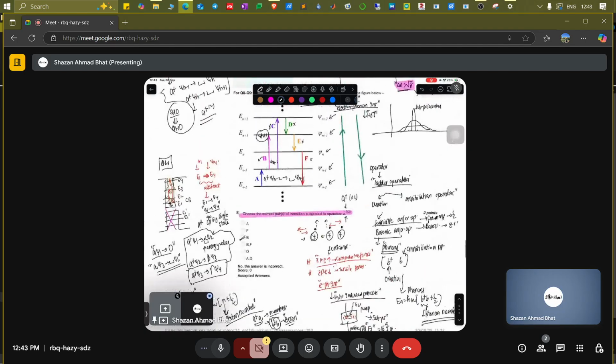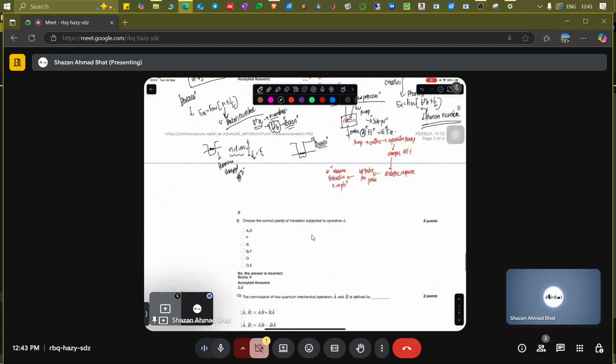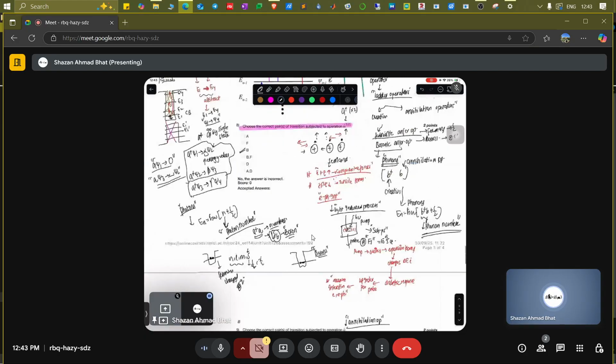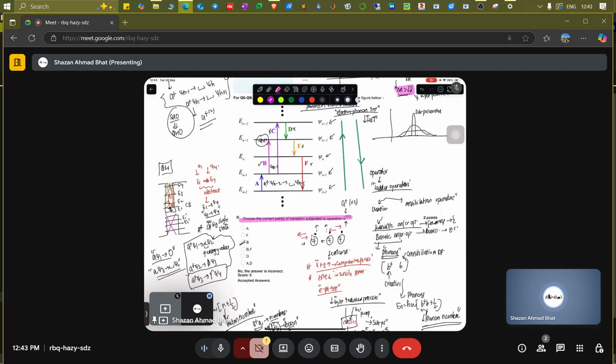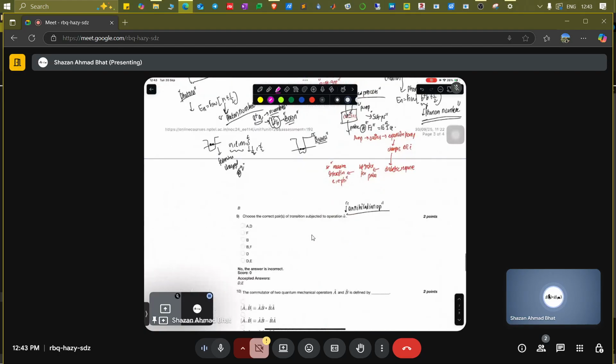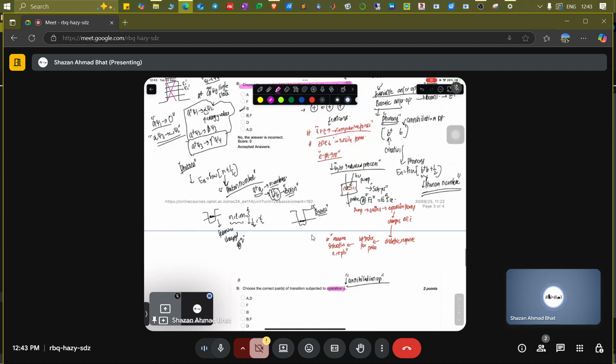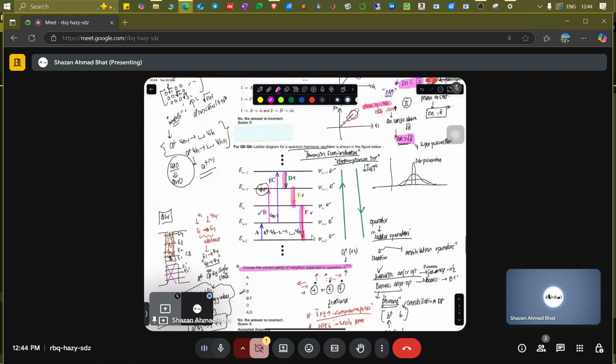Now, choose the correct pair of transitions subjected to operation A. So you have now applied an annihilation operator on a quantum state, and that's going to bring it down. So which are the transitions that are going down? The D, E, and F. All of these transitions are going down. Next, the correct pair subjected to operation A dagger. Operation A dagger means you have applied A dagger once only.